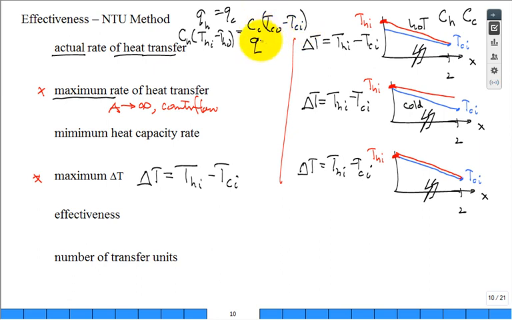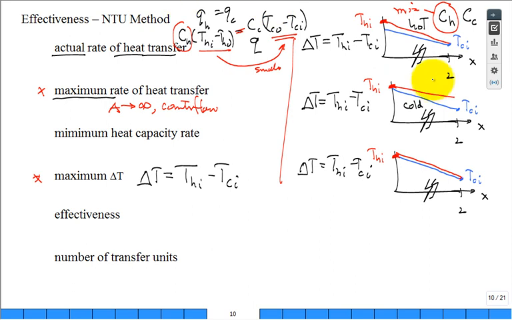So you look at the first case and you say that they have to equal each other, and this is the largest delta T. This is the smaller delta T, isn't it? Just compare these. This is smaller. Hence, this has to be smaller than the other one. So this is the minimum. This is the minimum heat capacity rate.